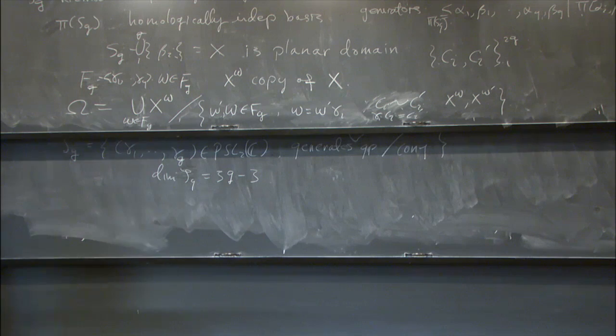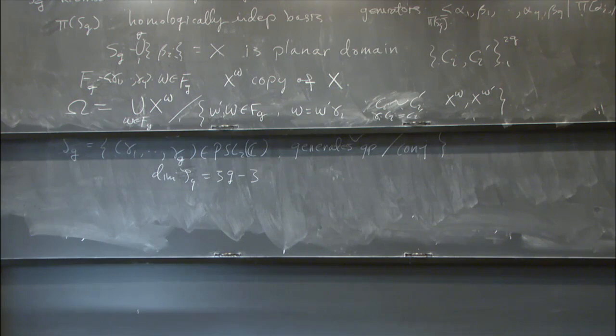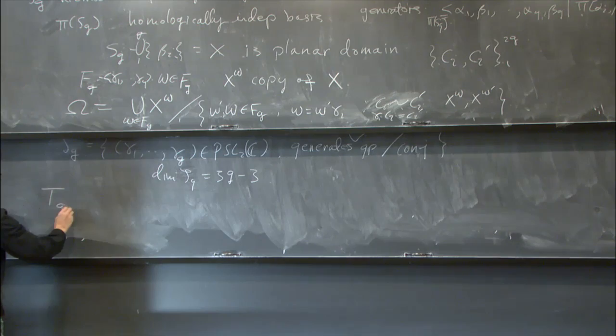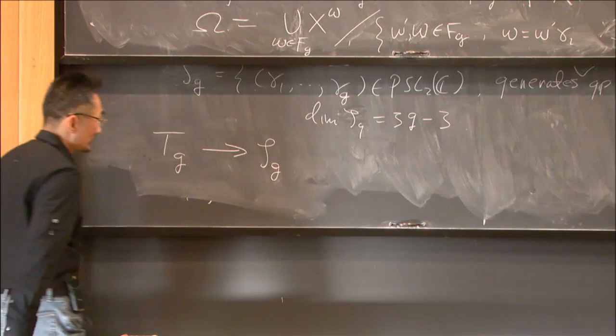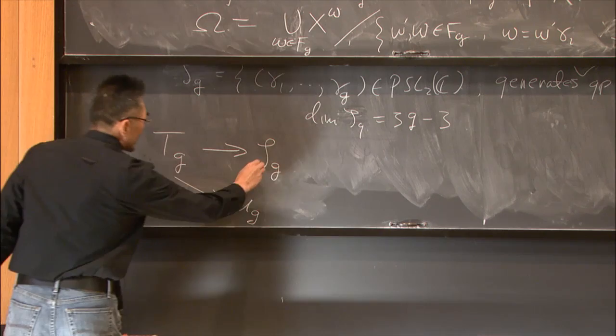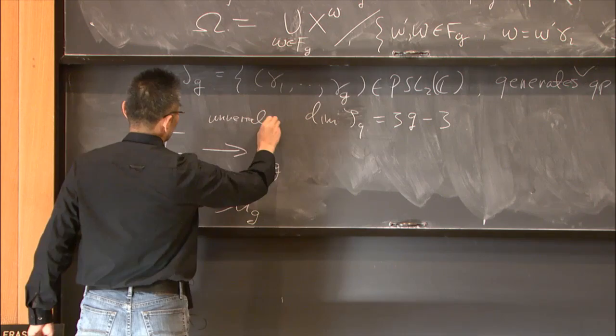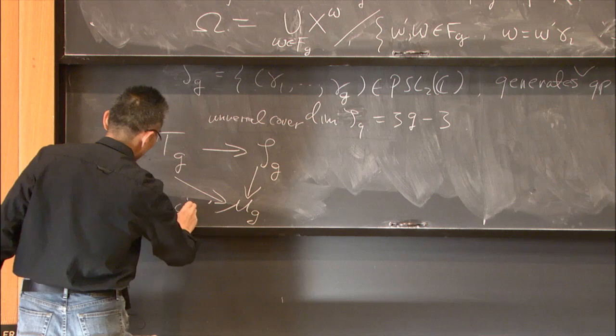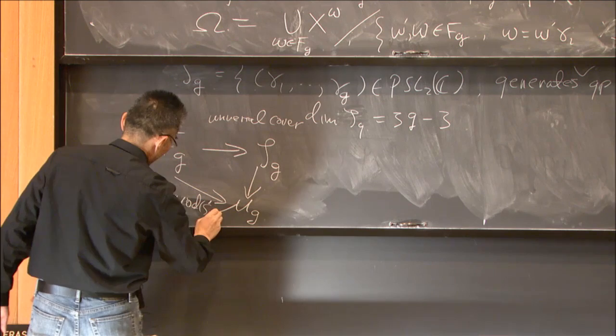All right, so what we have is a Schottky space, and now I'm trying to show that Teichmüller space actually covers a Schottky space. Let me tell you how this covers. Everybody knows Teichmüller space is the universal cover of a moduli space. Now this actually is the universal cover of a Schottky space as well, and this is given by, which everyone knows, the mapping class group. Okay.